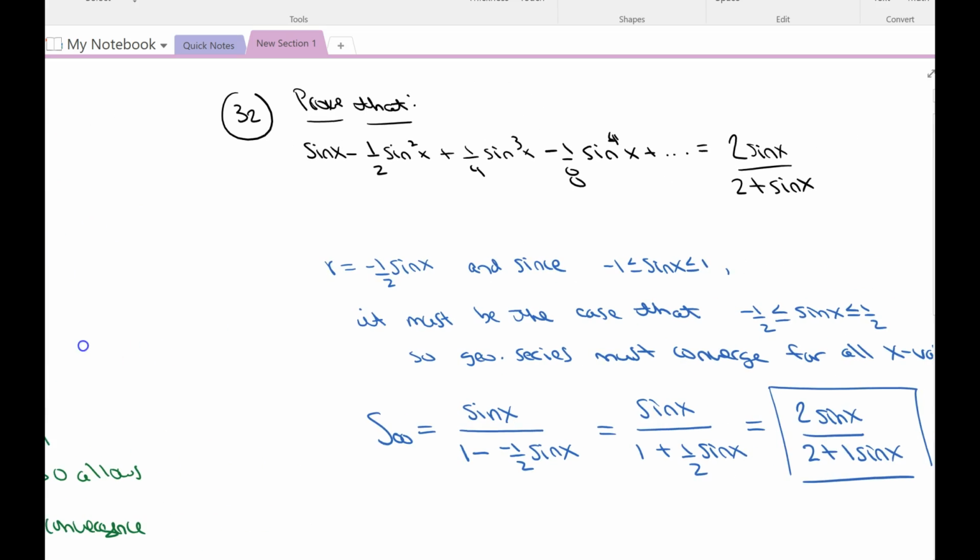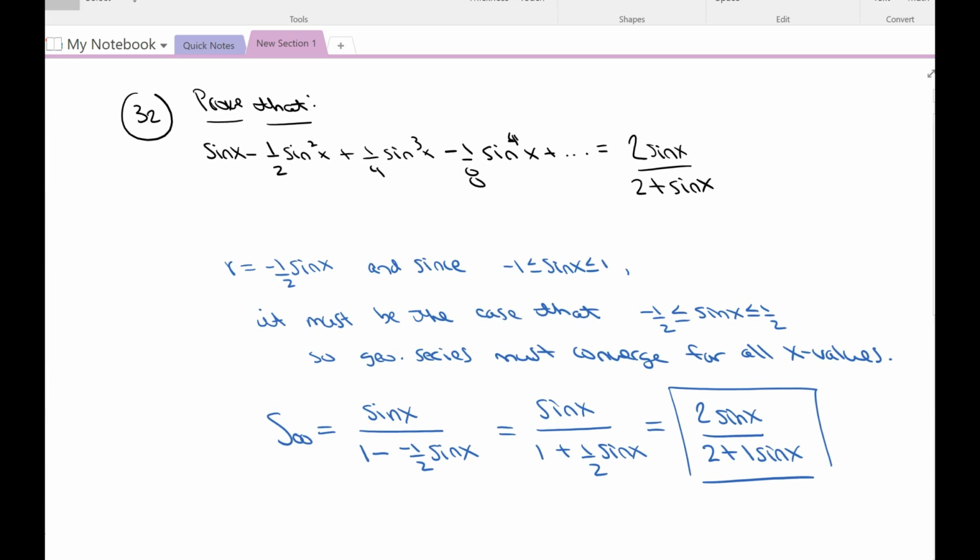Okay? Number 32. This question asked you to prove that this sum, and again, note the dots here, this infinite sum, equals this. Well, let's take a look. This series is geometric because r is -1/2 sine x. We first have to prove that this value of r will even allow for convergence, which means this value of r will allow an infinite sum to exist. So we have to prove that this value of r is between -1 and 1.